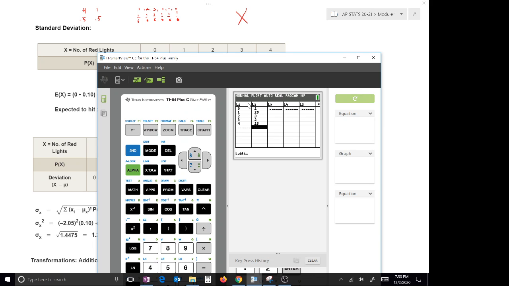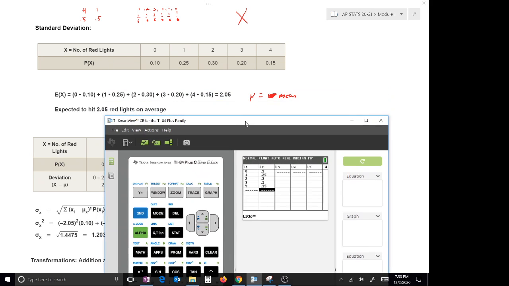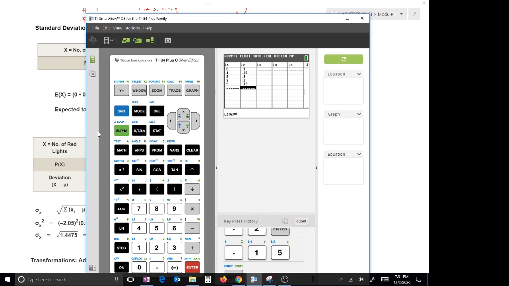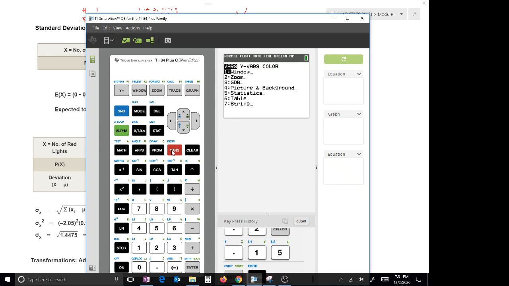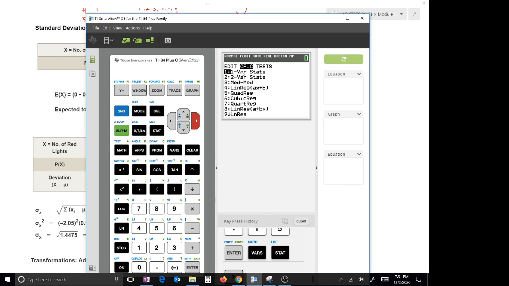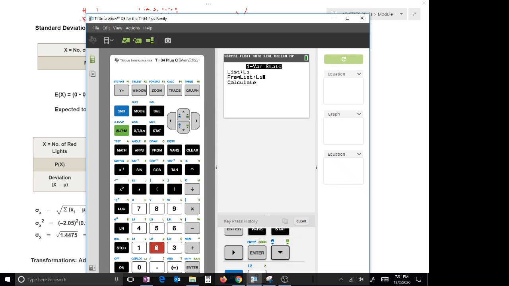Okay, once we get our list, we want to then go to vars. No, we don't want vars. We want stat, and we want to go to calculate. Yep, and we want one variable stat. So this very first one here. Okay. And our list is going to be L1, and then our frequency list is L2.